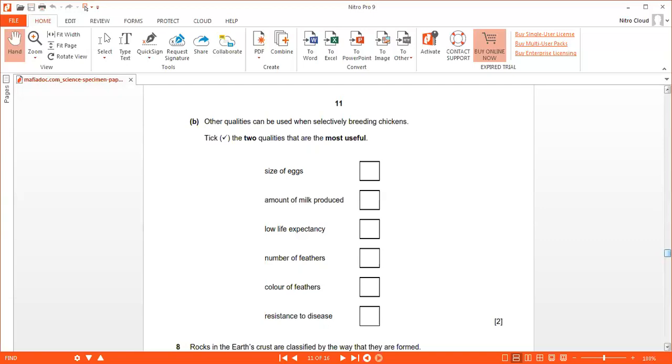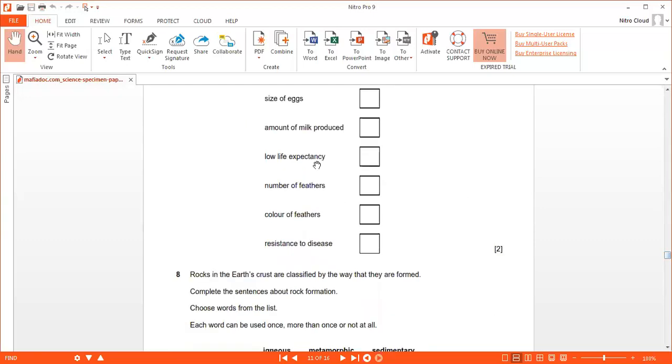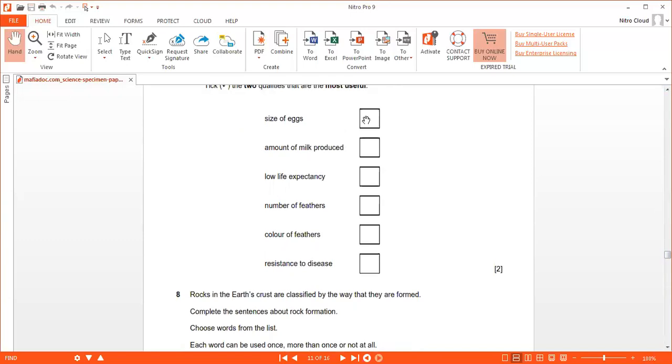B. Other qualities can be used when selectively breeding chickens. She already chose the ones that produce most eggs. Take the 2 qualities that are most useful. Size of eggs, amount of milk produced, low life expectancy, number of feathers, color of feathers, resistance to disease. What else? She should choose what? Of course, the size of eggs, and to be resistant to disease. So the answer, size of eggs and the resistance to disease.